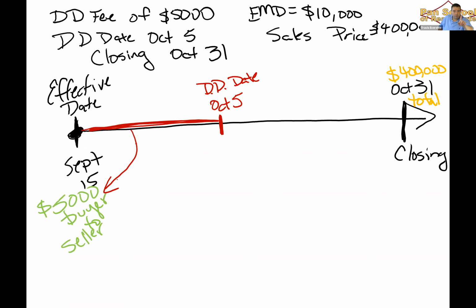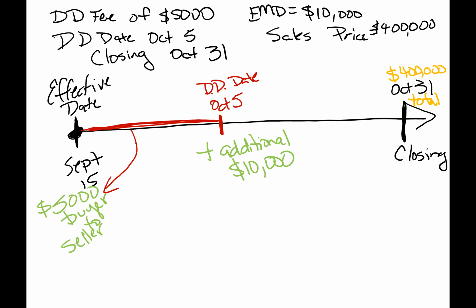But we know if we keep riding, it costs us more what? More money in addition to what we've already paid. We've got to pay some more money if we want to stay on this train. Does that make sense for everybody? And so we're going to pay an additional how much money to stay on the train on October 5th? $10,000 more to stay on the train past October 5th.